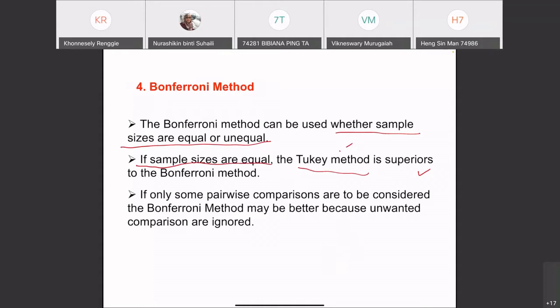It can be used, but it is stated by statisticians that Tukey method is more superior than Bonferonni method in the case where the sample sizes are equal. But if the sample sizes are not equal, then you don't have any choice. You have to use Bonferonni method. Okay, so that is Bonferonni method.